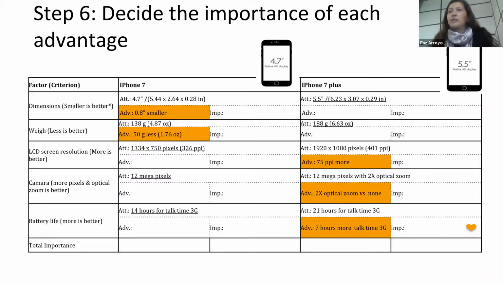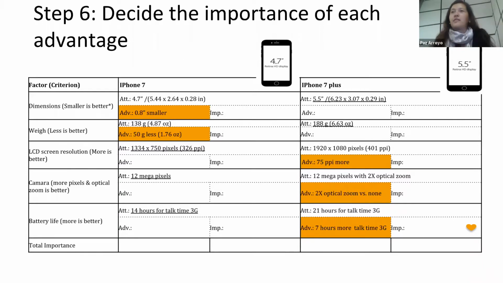So I put a heart there to demonstrate that 7 hours talk time with 3G is the most important advantage for me. That had to do with the fact that at that time I was traveling a lot with my job, and the battery wasn't enough for the whole day. So 7 more hours made the difference between having enough charge for a day or not, and that made it a great good. I mean, 7 hours is a significant difference in one day. So it was the most important advantage.